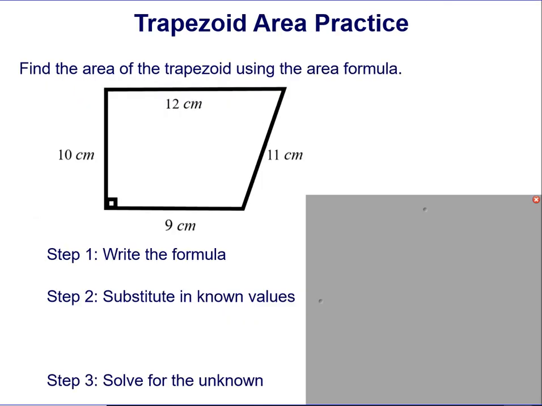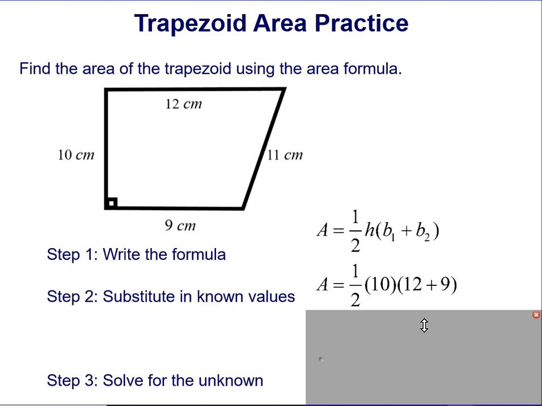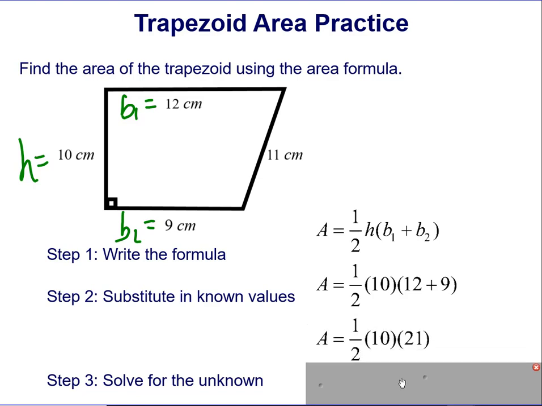Find the area of the trapezoid using the area formula. So I'm going to write our formula. Area equals 1/2 times the height multiplied by base 1 plus base 2 added together. I substitute in my known values. I know that my height is 10, base 1 is 12, and base 2 is 9. When I solve, I add 12 plus 9 and get 21. Now I have 1/2 times 10 times 21, and I get 105 centimeters squared.